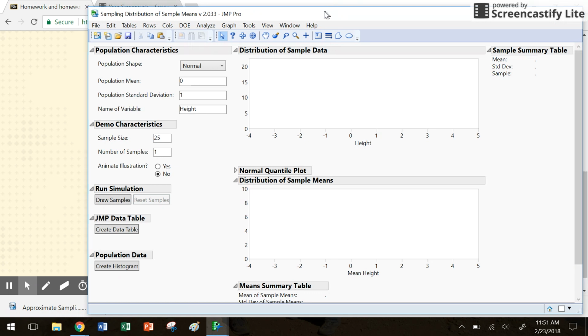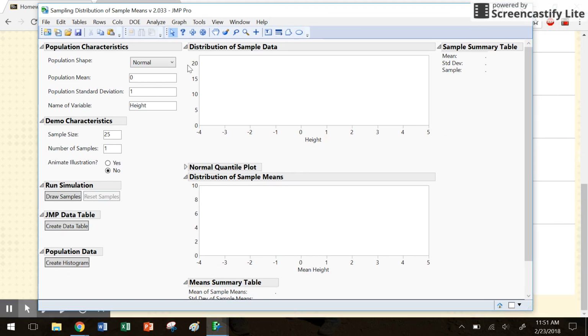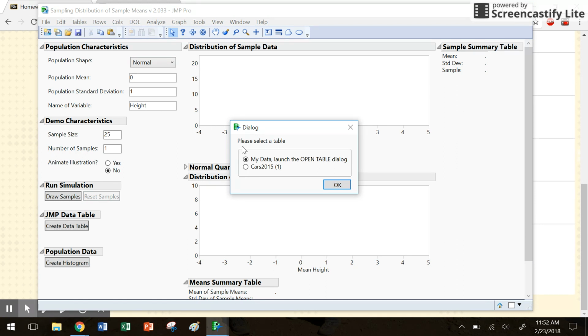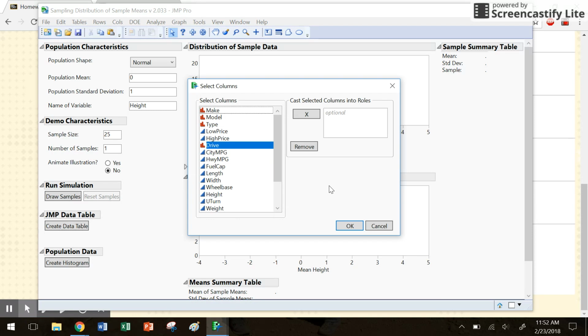Okay, so what we're going to do is indicate that we want to use the CARS data. We don't want to use this built-in demo. So up here where it says population shape, pull down there and select My Data. All right, and we're going to be choosing from the CARS data, so pick that. And we need to decide what it is that we're going to look at. So I am going to pick how about the heights? We saw those a little while ago. So assign that as X and press OK.